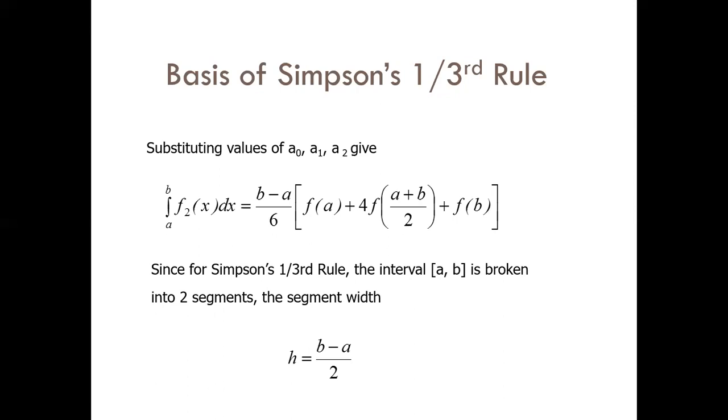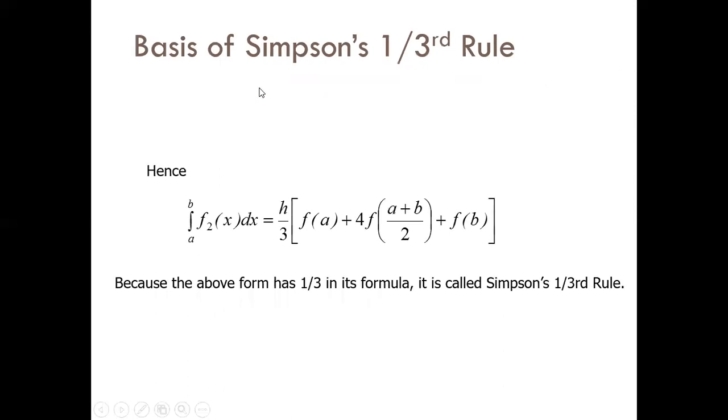Since for Simpson's 1/3 rule, the interval a to b is broken into two segments, the segment width is b minus a divided by 2. Then h by 3 times f of a plus 4f of a plus b divided by 2 plus f of b. That is the 1 by 3, the common factor, multiplied by h and the first lower value plus the higher value plus 4 into the average of both the values of the function.